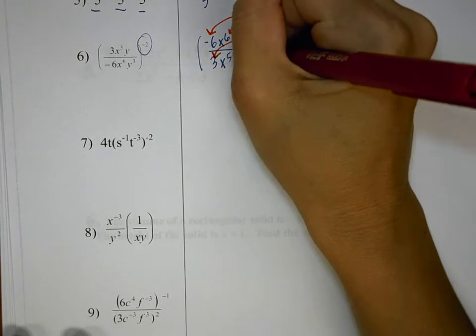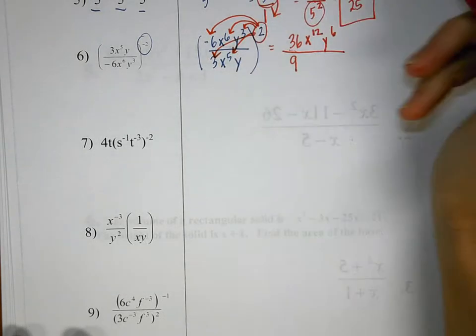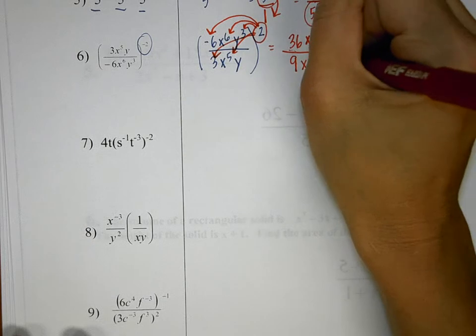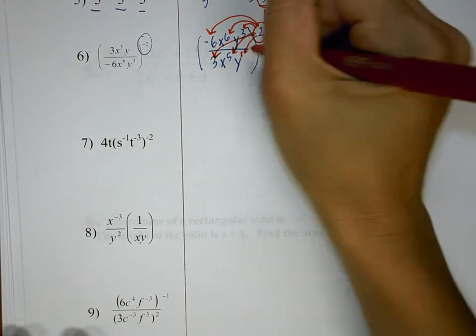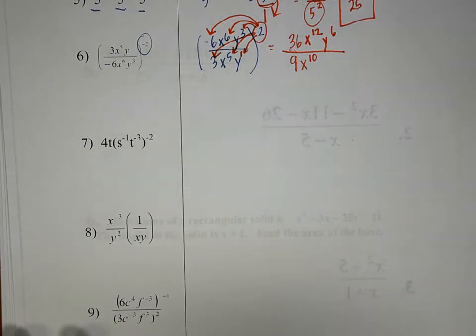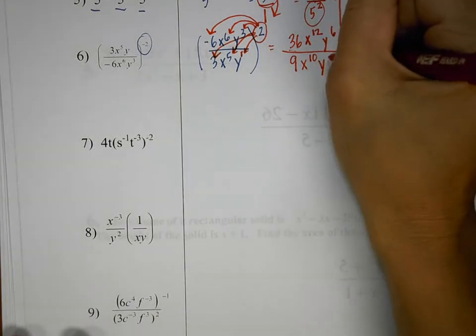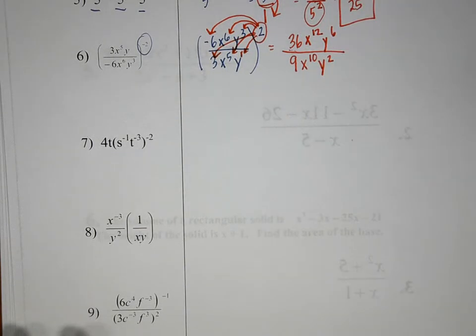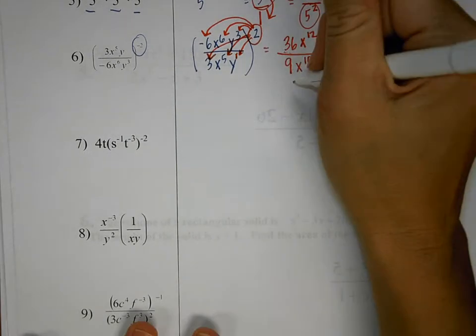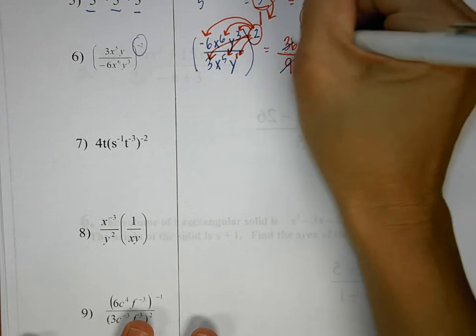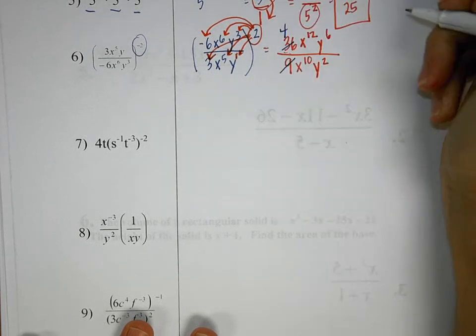Here we have 5 times 2, which makes x to the 10th. And here there's no exponent, which means there's a 1. And 1 times 2 makes 2. So we have y to the 2nd. Once we have that there, you need to reduce and simplify. Okay, 36 and 9. 9 goes into 36 4 times. Okay, and you can put the 1 there.